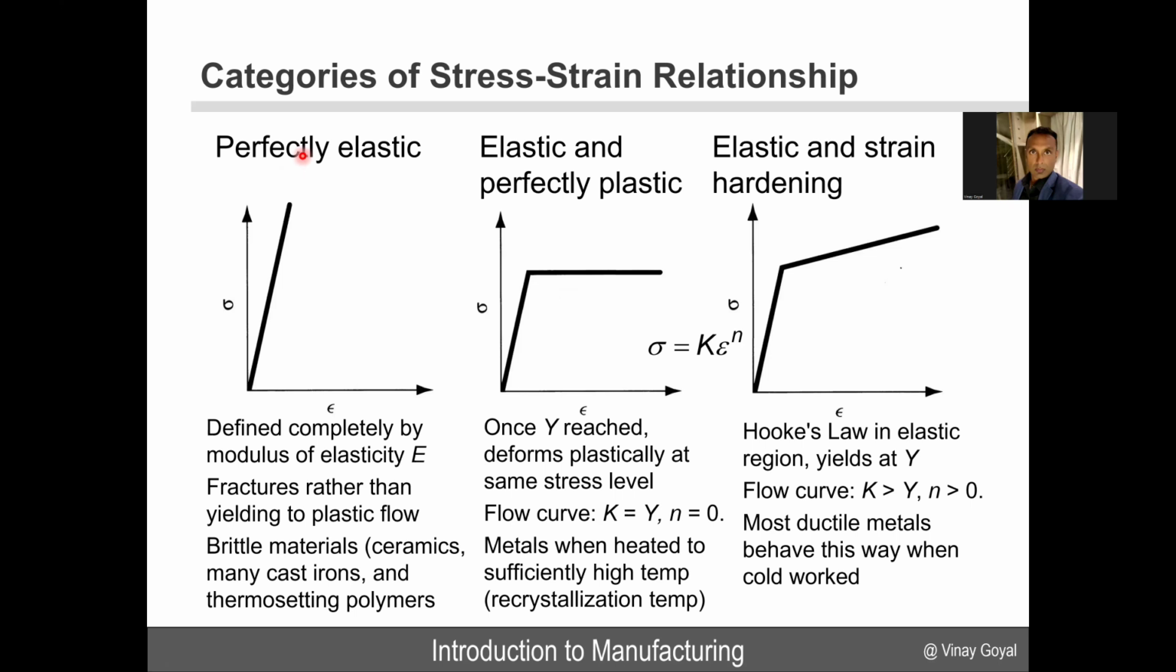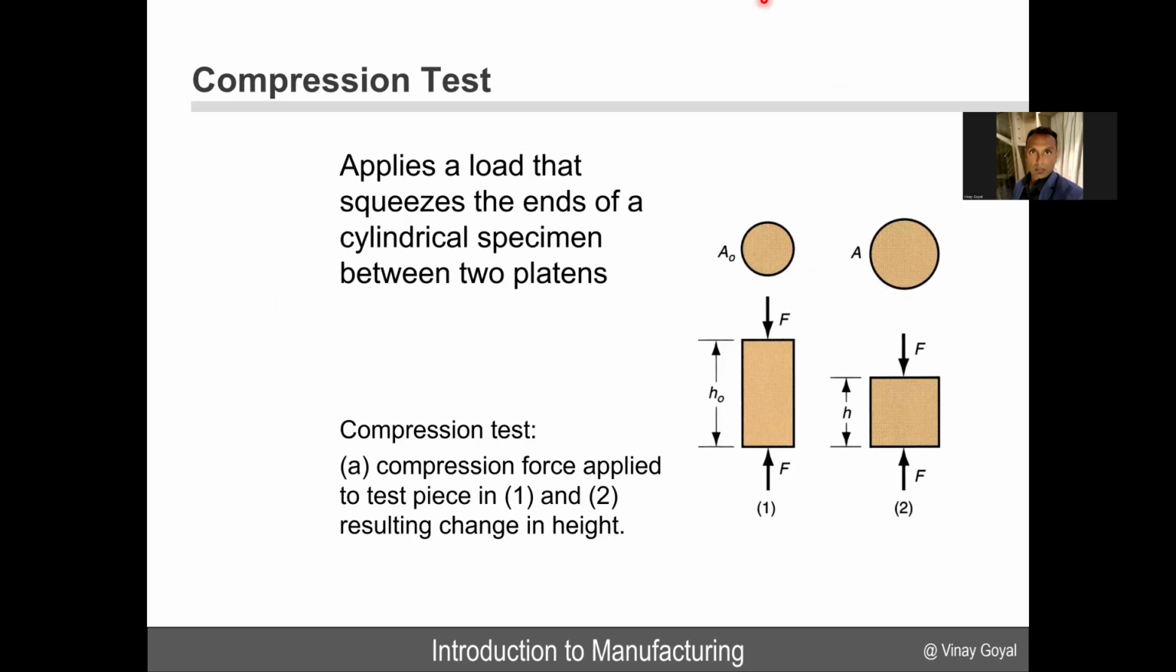The elastic strain hardening here is shown by here. That's Hooke's law in the elastic region, so modulus E, and then n could be greater than 0 to represent that curve. Most ductile materials behave this way when cold worked. Now, continuing on here, look at the compression test.